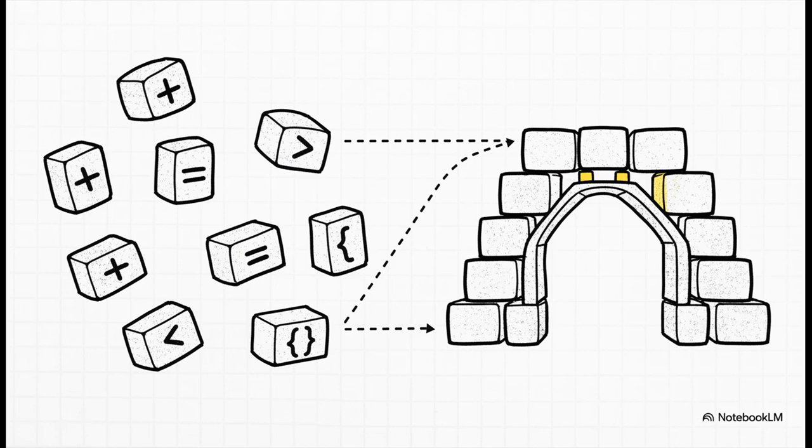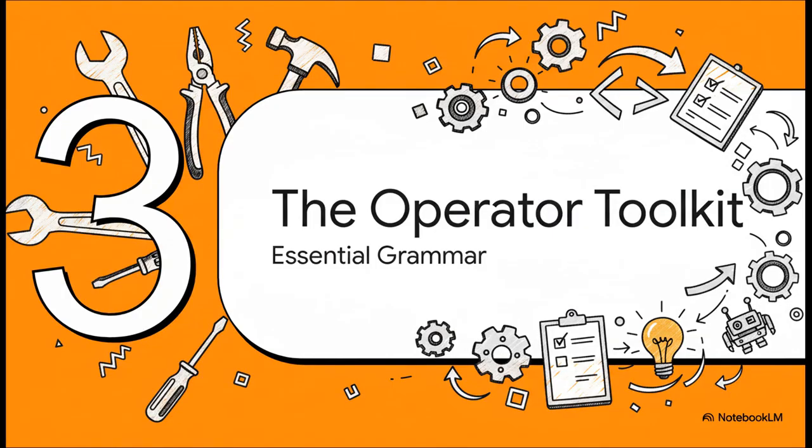But just like any language, just having a bunch of words isn't enough. You need grammar to connect those words and form sentences that actually mean something. In the world of BAL, that grammar is all powered by things called operators. Think of them as the crucial building blocks that let us compare things, link ideas together, and ultimately take action. So let's open up this operator toolkit. This is the essential grammar we need to build our rules.